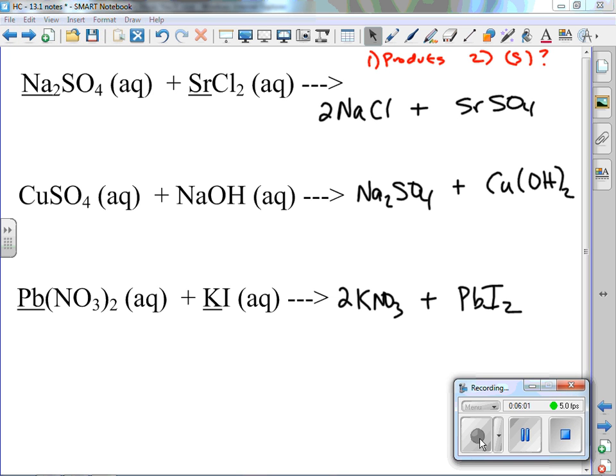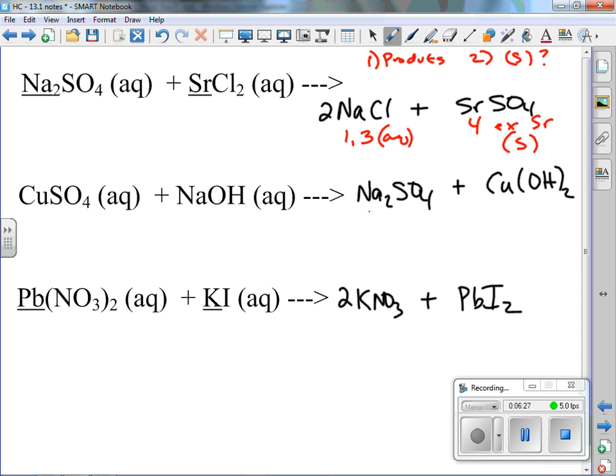Okay, so if you look at the solubility chart, you can go down through the different statements and find that rules 1 and 3 clearly tell us that salt will be an aqueous solution. We can go down to rule 4, which is an exception for strontium. So strontium sulfate would be a solid. Second example, again, we find sodium and sulfate. Rules 1 and 4 clearly state that sodium sulfate is aqueous.